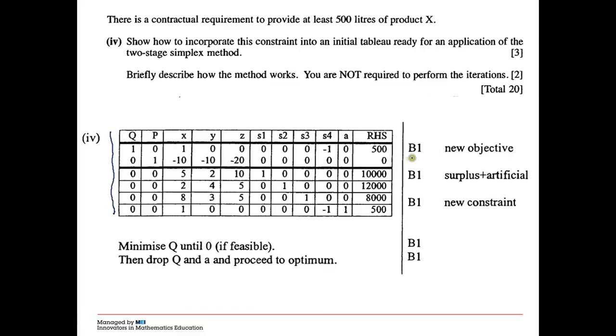1 mark for getting the new objective correct, the Q. 1 mark for getting the surplus and the artificial values correct, and 1 mark for completing the new constraint. So there's our constraint, there's a mark for that. There's a mark for the objective up here, and this mark here is for being able to see the S4 and the A correctly. And 2 marks there, 1 for minimizing Q and 1 for proceeding as normal.